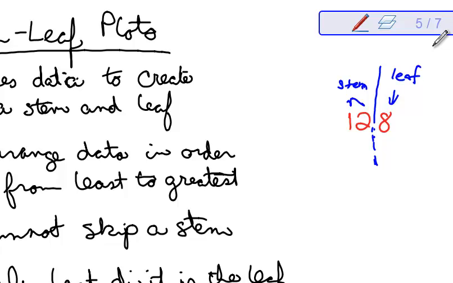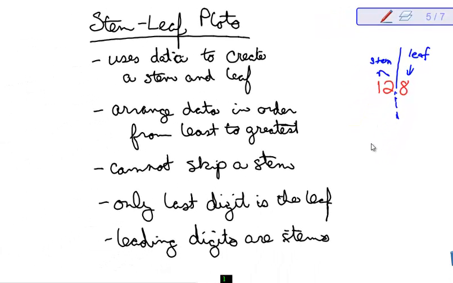Even if I have a larger number, let me try rewriting that again. If I have the number 6,789, only the 9 is my leaf. The 678 is my stem. Okay, so it's only the last digit that's going to be my leaf.